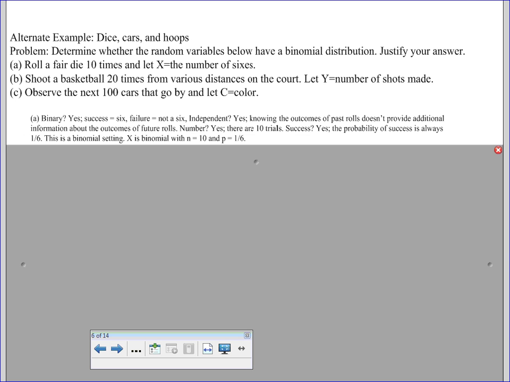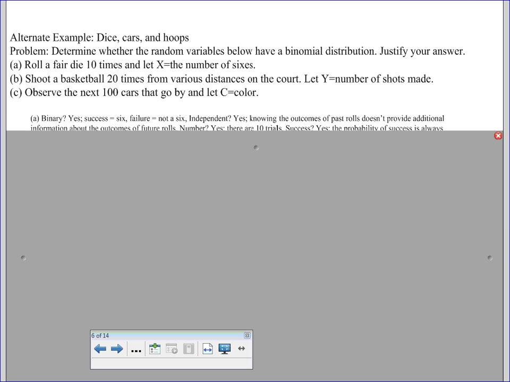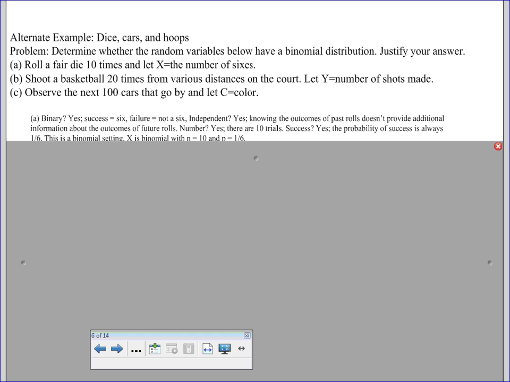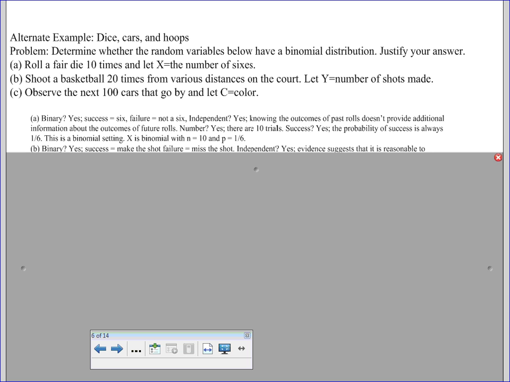All right, so for A, is it binary? Yes. You roll a fair die. You either roll a 6 or you don't. Is it independent? Yes. Knowing the outcome of past rolls doesn't provide any information about future rolls. Is there a set number of trials? Yes. It says we're going to roll it 10 times. And is the probability of success the same each time? Yes, it's 1 out of 6. So that is a binomial setting. We're going to be able to find the probability of that outcome using the binomial formula for binomial probabilities.